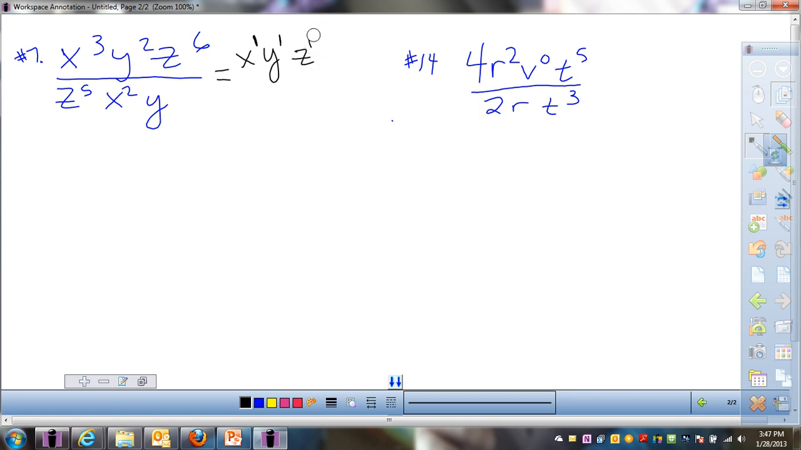And if I want to be really fancy, I can get rid of the 1s because I really don't even need them. So that's my final answer, x, y, z. Now sometimes there's going to be more in the bottom, so you'll leave more in the bottom, but this is not an example of one of those.